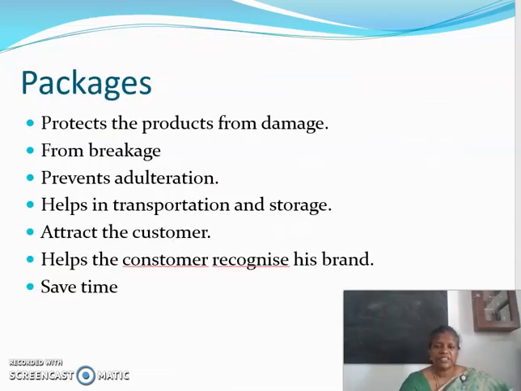Next one is regarding packages. So what is a package? Most products nowadays are packed in a wrapper or a container, and it helps the consumer to identify the product very easily. For example, you are using a soap, say Hamam soap. When you go to any mall, you need not search for it. By seeing the wrapper itself, you can identify the product. It helps the public to identify the product, and it protects the product from damage also.